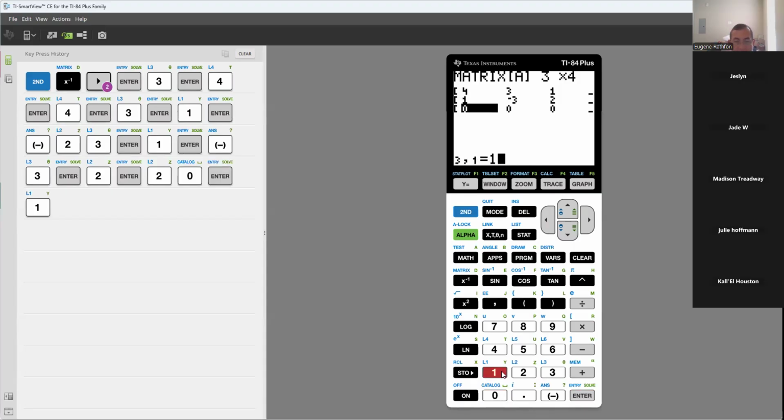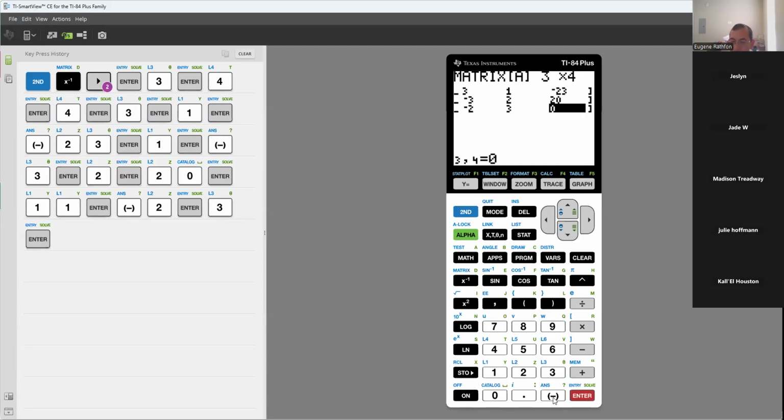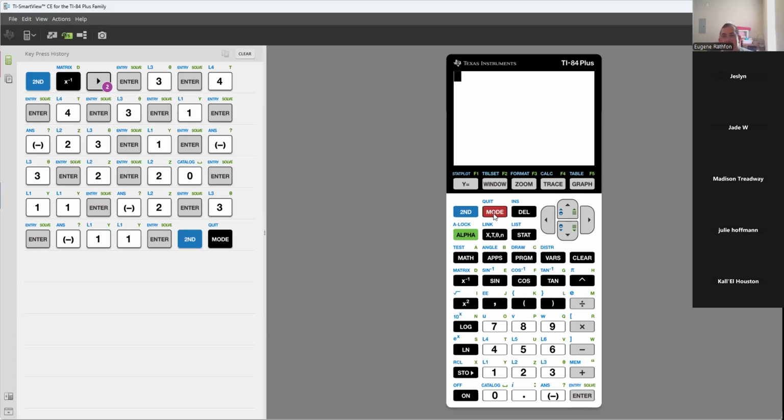Then you got 11 x's. Negative 2y, 3z, and that row equaled negative 11, enter. So once you enter all your numbers on there, you're going to hit second mode so you can quit the screen. So we got our matrix in there.